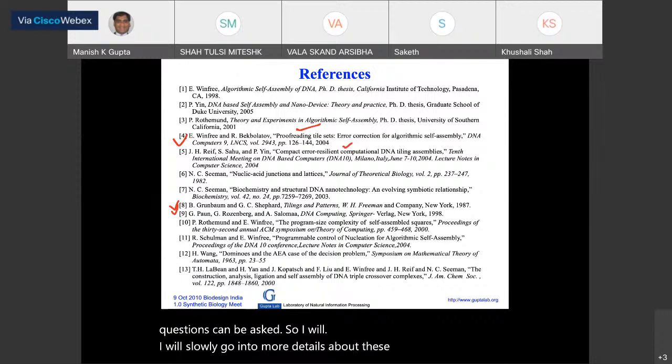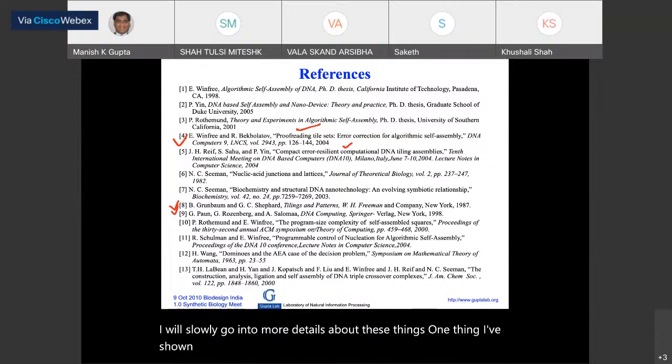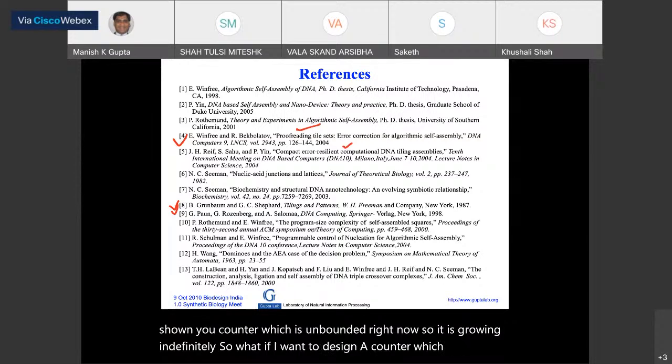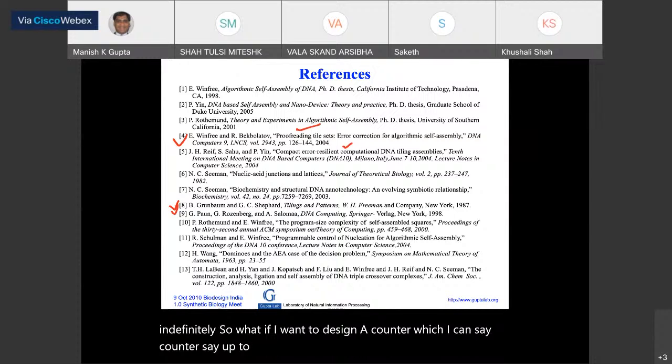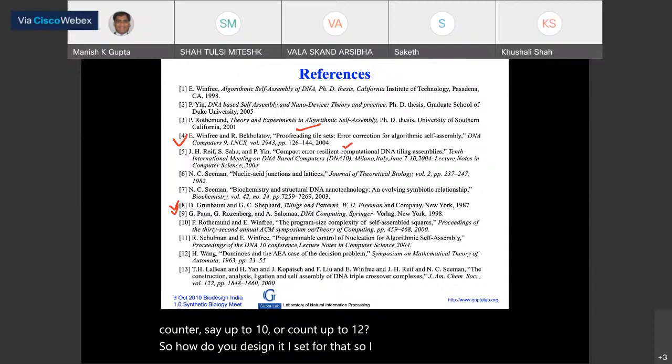One thing I have shown you is the counter, which is unbounded right now. So it is growing indefinitely. What if I want to design a counter which can count up to 10 or up to 12? How do you design a tile set for that? I give it as an easy exercise for you to think.